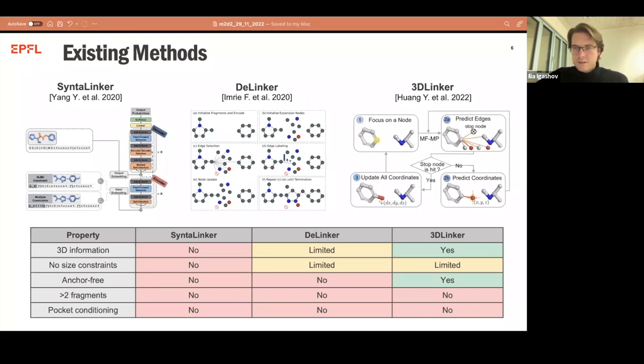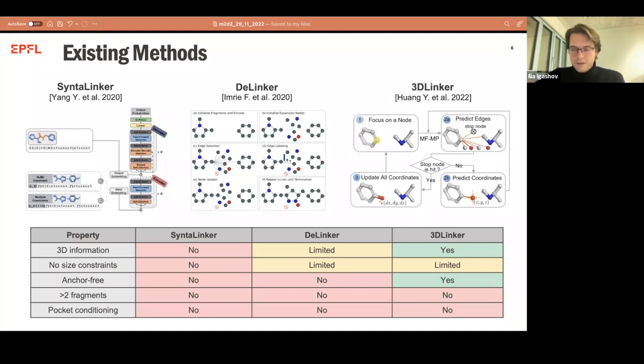And finally, this summer, there was another method that was proposed, and it's actually quite similar to DeLinker. It's called 3DLinker, and it's also a variational autoencoder that operates on graphs. But the two main differences that were introduced in this paper are, first, that anchor atoms are predicted by a separate pre-trained neural network. And secondly, this method operates on 3D graphs using equivariant vector neuron MLPs that basically help the model to take into account all the symmetries of the space.